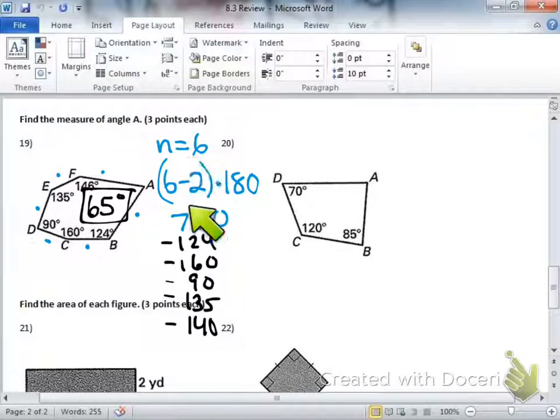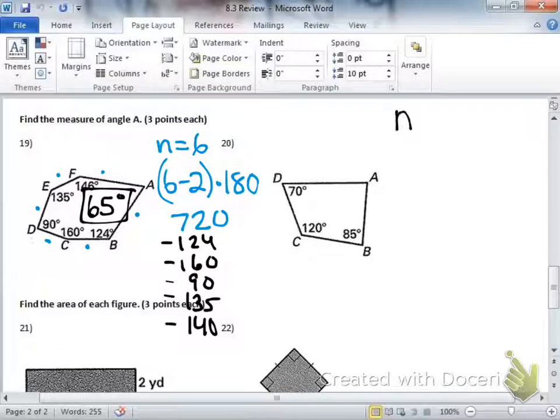So again, first you have to find the sum of all the angles. That's the old n minus 2 times 180 formula. Count up the number of sides. We got 6. 6 minus 2 is 4. And 4 times 180 is 720. If they all add up to 720 and you know all but one of them, you can subtract all those to find the missing one. Any questions?